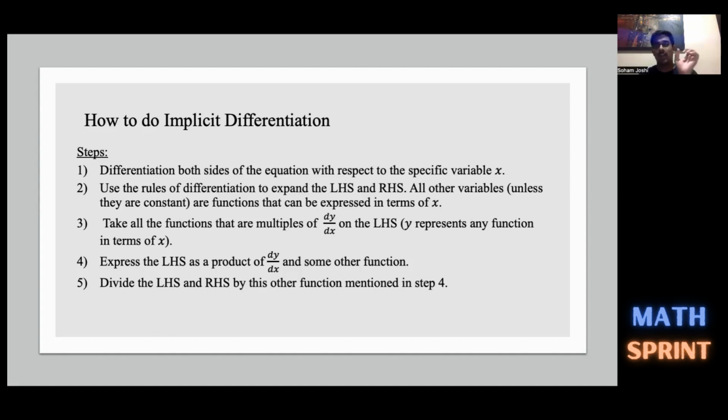So I mentioned how on the left-hand side, we could have dy by dx multiplied by, say, x plus 2y, another function. So essentially, we divide the left-hand side and the right-hand side by x plus 2y, and that'll give us the result for dy by dx.